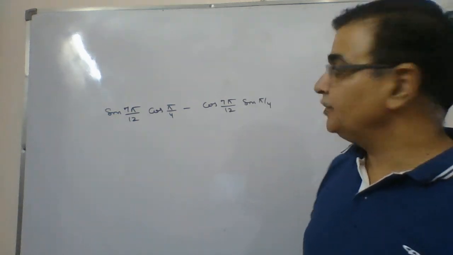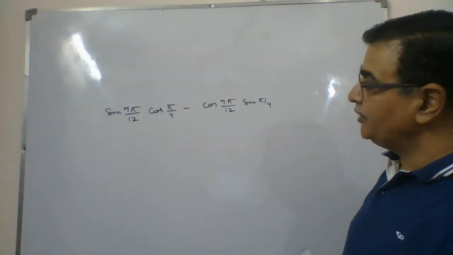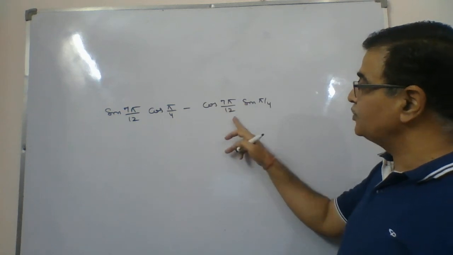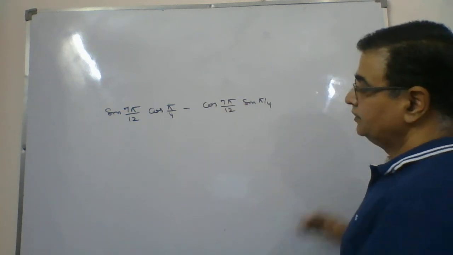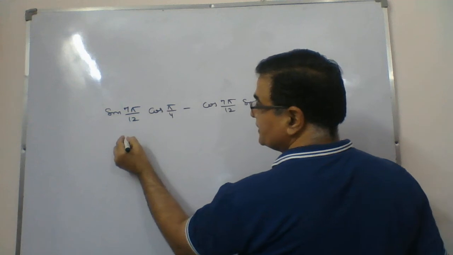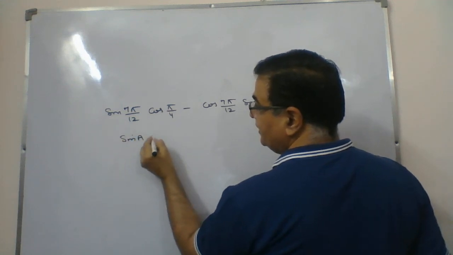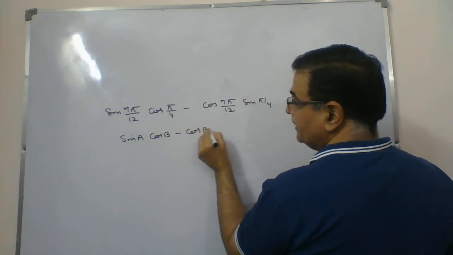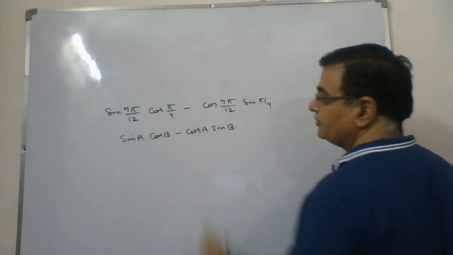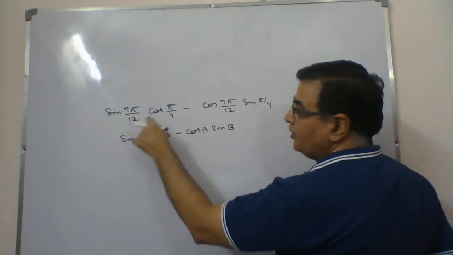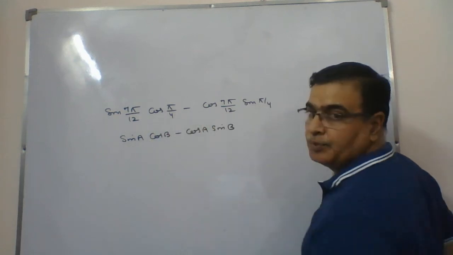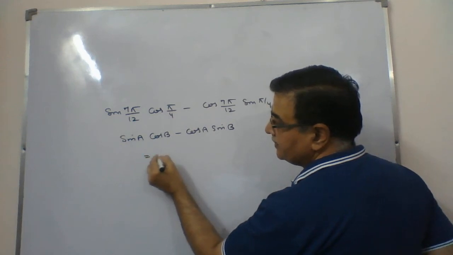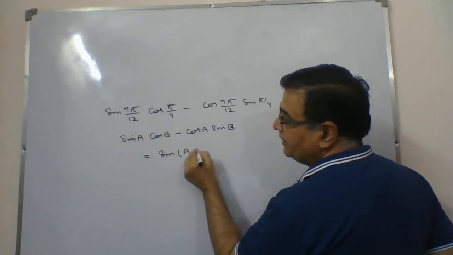This is the next question: sin 7 pi by 12 into cos pi by 4 minus cos 7 pi by 12 sin pi by 4. Which form is this? If you just think, this is sin A cos B minus cos A sin B. This is the formula we have, and the formula gives sin A minus B.